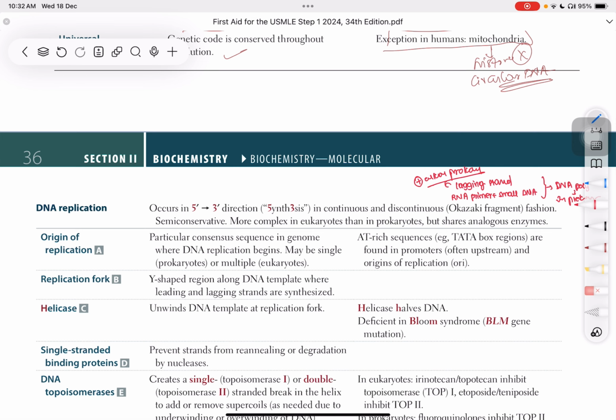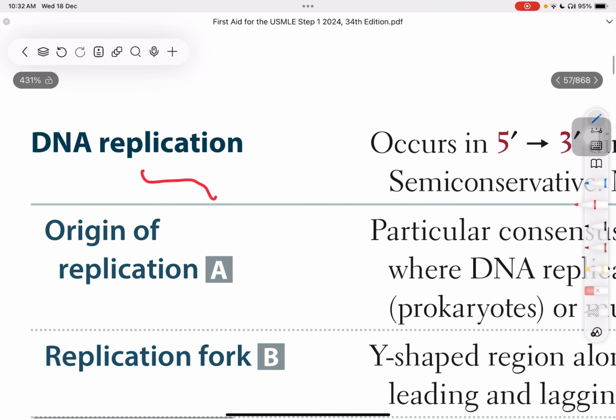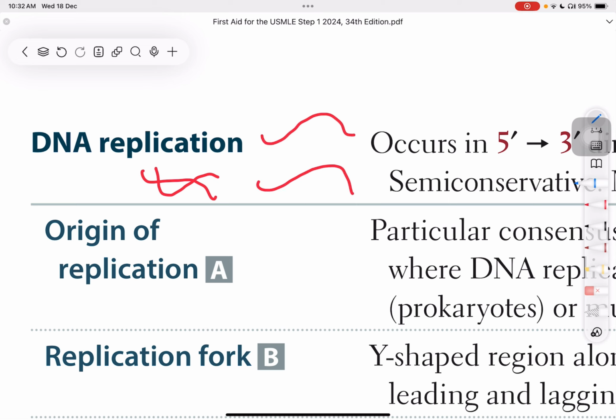What do you mean by semi-conservative process? This is the mother DNA from where the replication starts. Once the DNA gets replicated, each strand of it will divide like this, and each parent strand will synthesize a daughter strand.